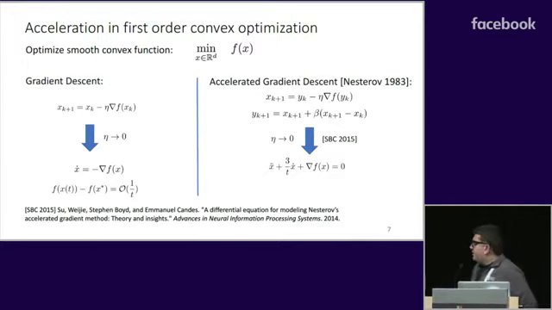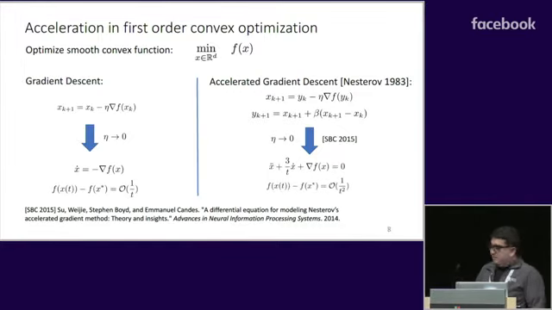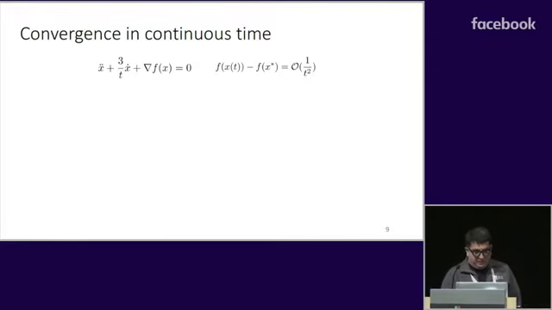So what is this talk about? This talk is mostly about how we go the other way. How can we take the ODE and get an algorithm out of it? I'll talk about some of the subtleties in here. And of course, we know that this algorithm achieves the optimal rate of 1 over t squared.